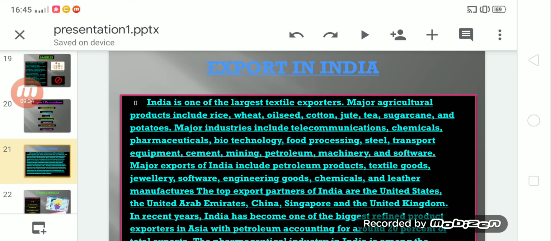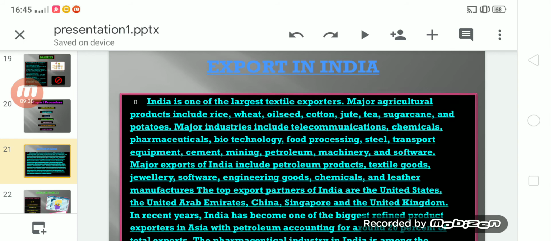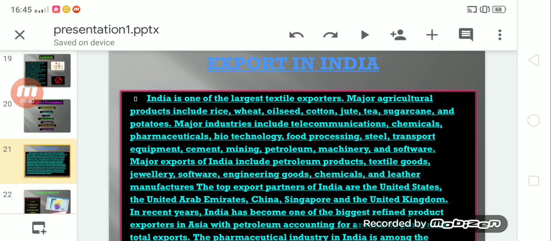Export in India. India is one of the largest textile exporters. Major agricultural products include rice, wheat, oilseed, cotton, jute, tea, sugarcane, and potatoes. Major industries include telecommunication, chemicals, pharmaceuticals, biotechnology, food processing, steel, transport equipment, cement, mining, petroleum, machinery, and software.